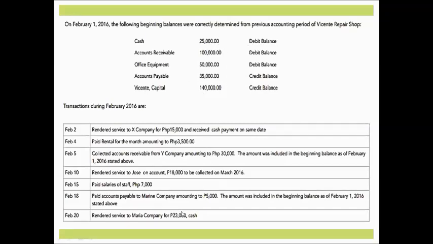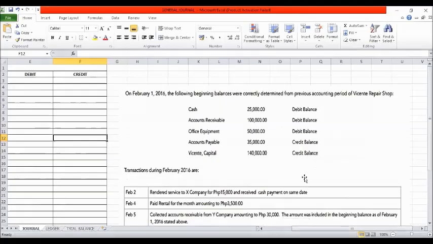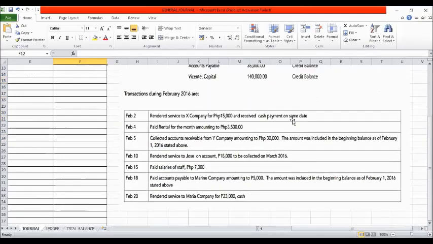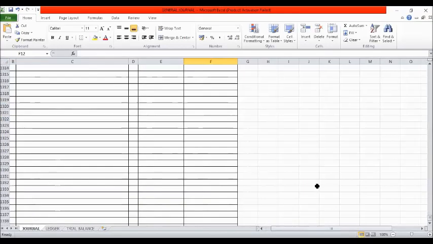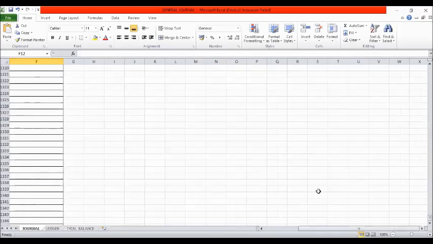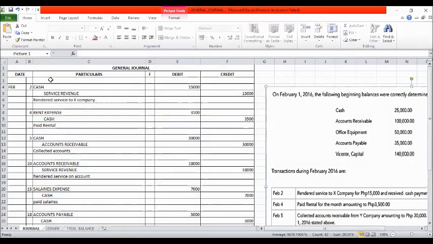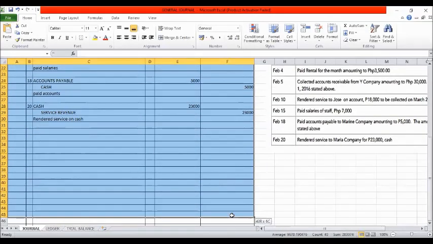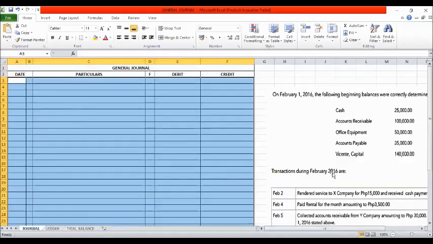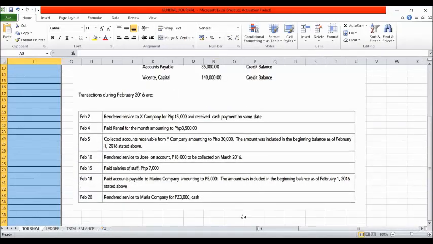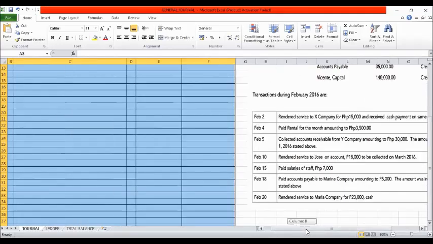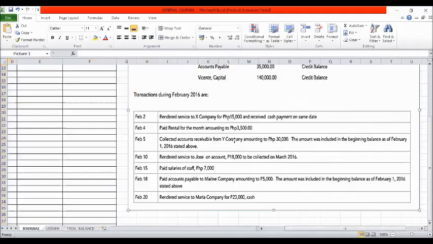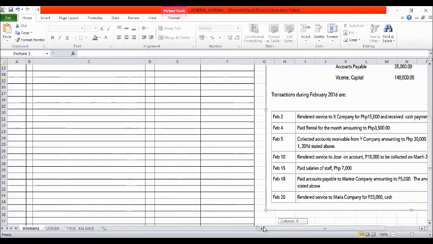So ito yung mga transactions natin na kailangan nating i-journalize for the month of February. So how to journalize ba? Kanina, yung mga beginning balances, hindi pa natin sila nire-record kasi ire-record pa lang naman ang mga beginning balances sa ledger. So pakikialaman muna natin yung mga transactions natin. Ito yung mga transaction na nag-occur noong February 2016, so we will need to have them journalized.